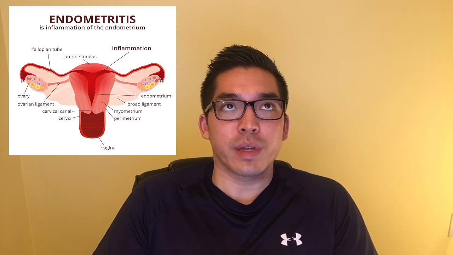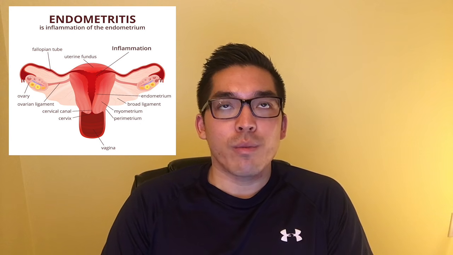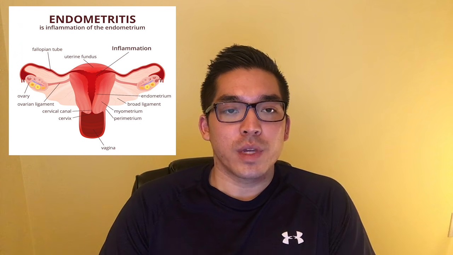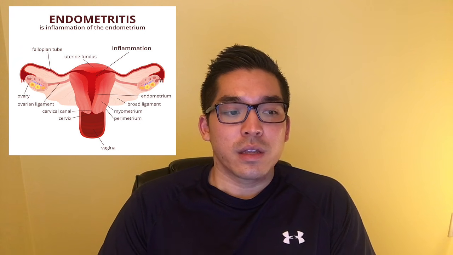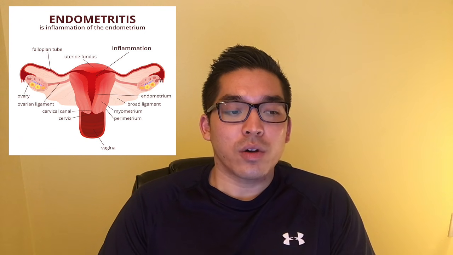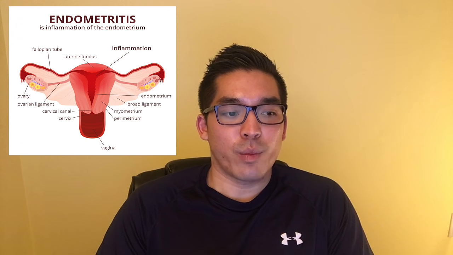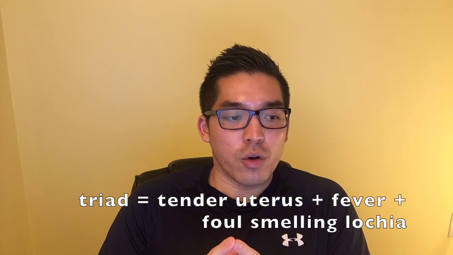So we were talking about common causes of maternal infection. One of them is endometritis, and this is basically inflammation of the endometrium. We can also call it endomyometritis, which is inflammation of the endometrium and myometrium. Usually this is caused from ascending infection, or it's also commonly associated with C-sections, which is suspected due to contamination. And the signs will be tender uterine fundus, a fever, and foul-smelling lochia.